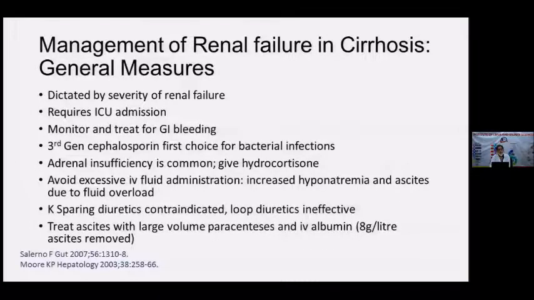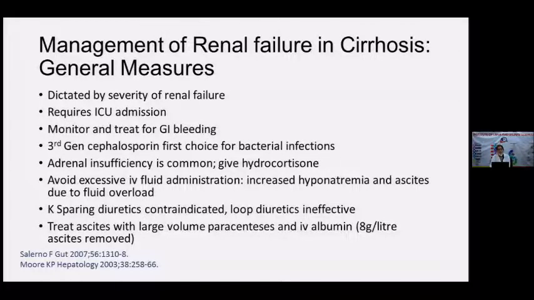Management of renal failure in cirrhosis: general measures are dictated by the severity of renal failure. It requires ICU admission, and we monitor and treat for any GI bleeding. Third-generation cephalosporins are to be given for bacterial infections. Adrenal insufficiency is common, and we give hydrocortisone for that.